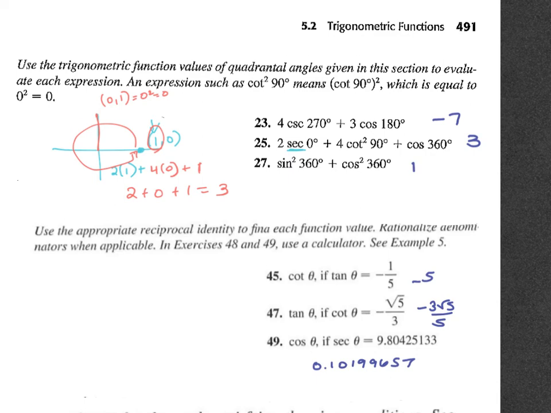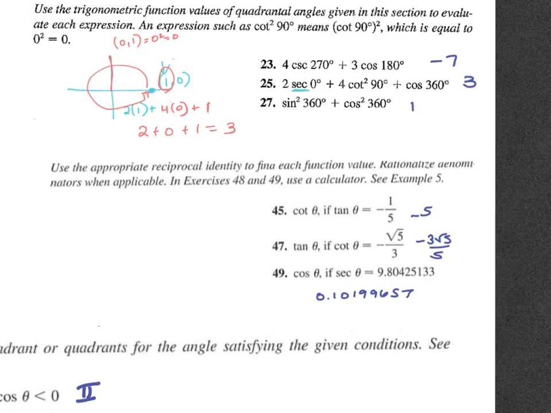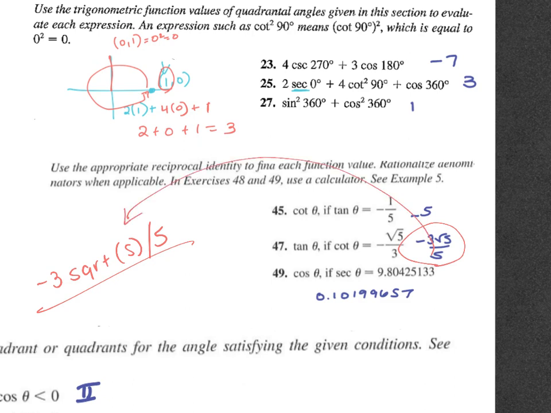And then 45, this is where you wanted to use your reciprocal identity, so you just had to flip it. It would be negative 5. 47, you have to flip it and then rationalize it: negative 3 square root 5 over 5. If I was to write that in as an answer on Canvas, it'd be negative 3 SQRT 5 slash 5. That's how the format is going to be written in, like in a fill in the blank. You guys will do it on paper as long as you're here. SQRT for square root.